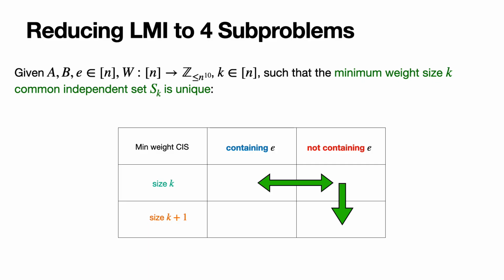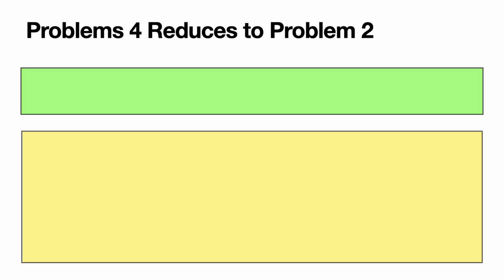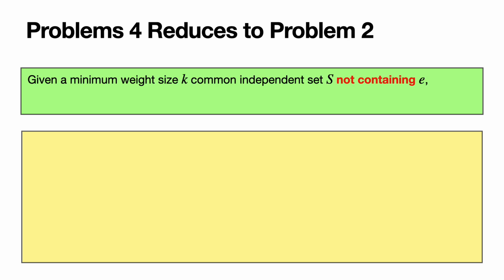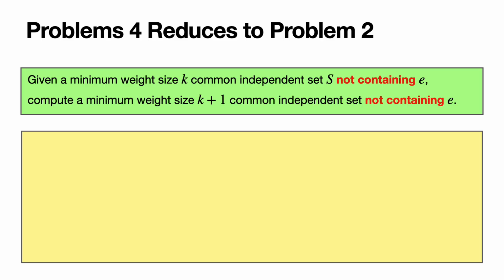And now I'm going to show that if we can find a size k common independent set not containing E, we can find a size k plus 1 not containing E. Okay. So that problem 4 reduces to problem 2. Okay, so given a minimum weight size k common independent set not containing E, we can find a minimum weight size k plus 1 common independent set not containing E.